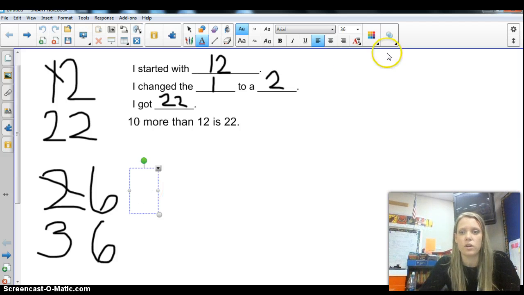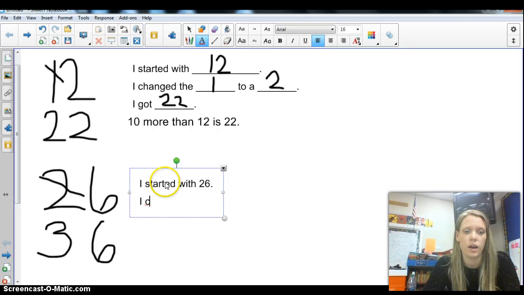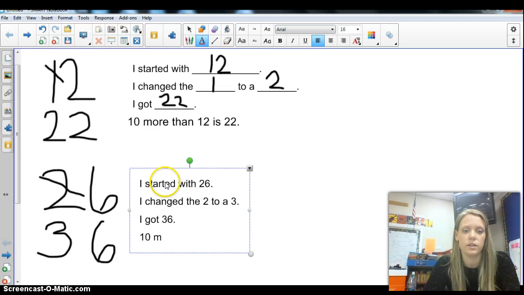So now I can start my explanation. Remember, we always want to prove how we got our answer. So I started with 26. I changed the 2 to a 3. I got 36. 10 more than 26 is 36. So that would be a great explanation in your math journal.